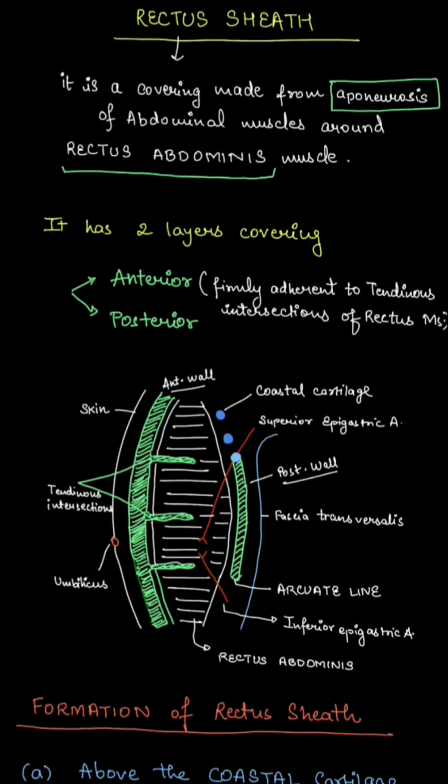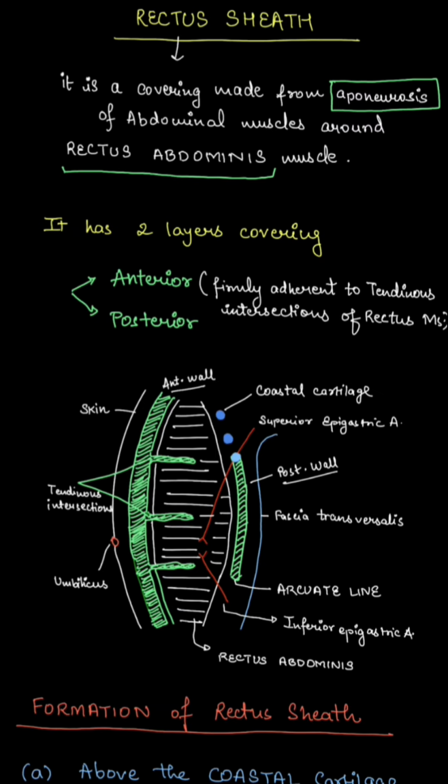So what is the rectus sheath? The rectus sheath is a covering. You can guess from the word sheath that it is some sort of a covering, and this is formed not from the muscles. This is a confusion that most people have, that it is formed from abdominal muscles. No, it is not from the abdominal muscle. It is formed from the aponeurosis of abdominal muscles, and it covers the rectus abdominis muscle. You can get this from the name rectus sheath.